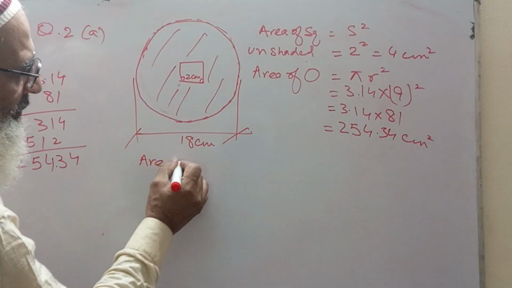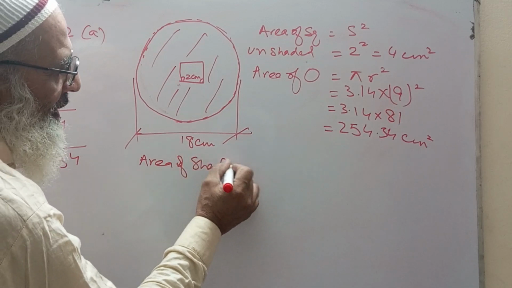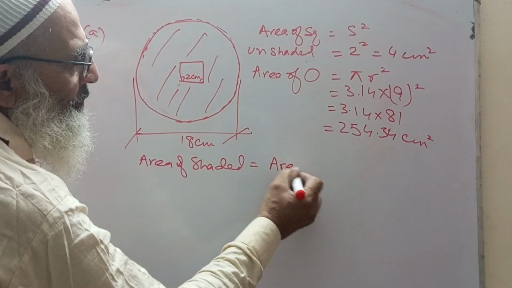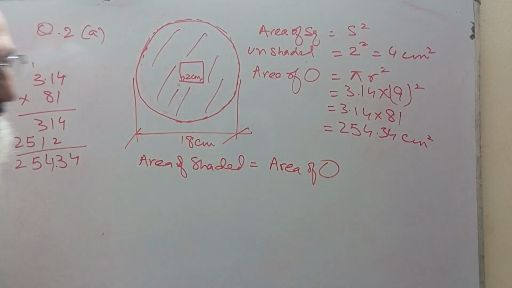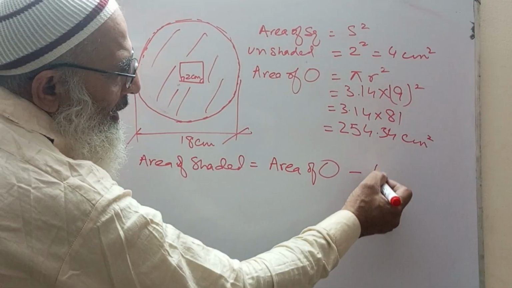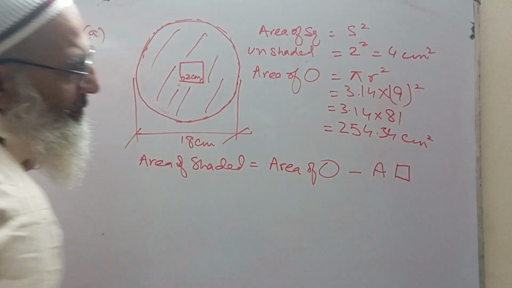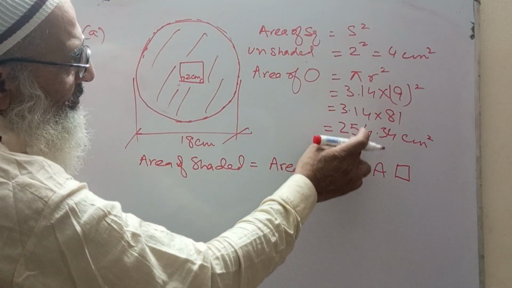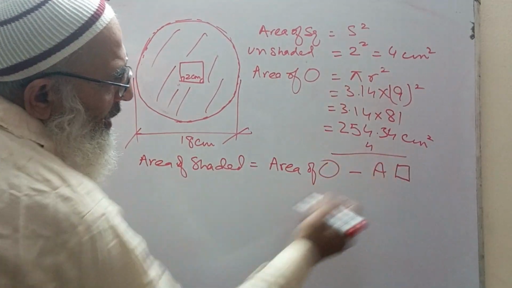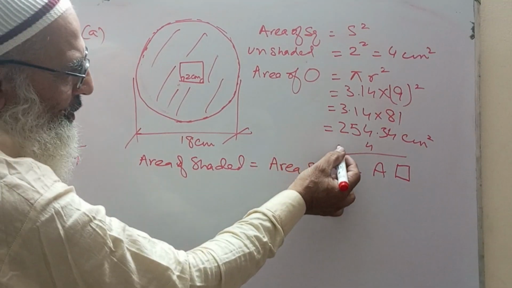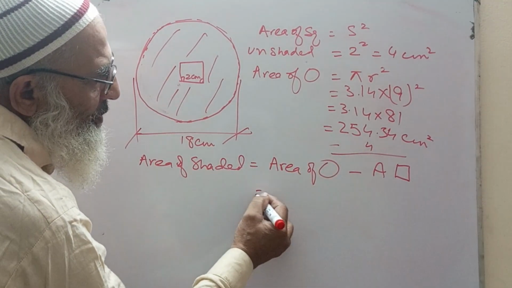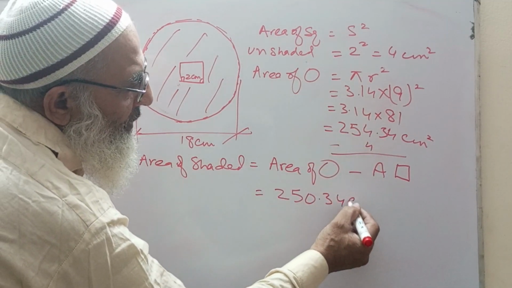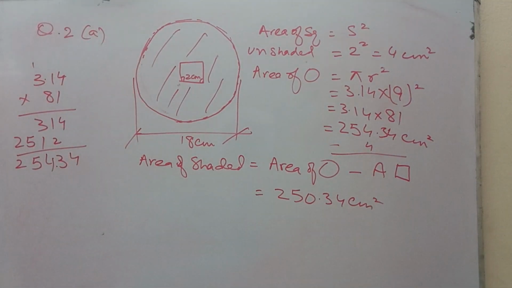Now area of shaded region, shaded portion, is equal to area of a circle minus area of the square. So it will become just minus 4 from this. Okay, just subtract 4 from this. It is very easy because it will become 250.34 centimeters square.